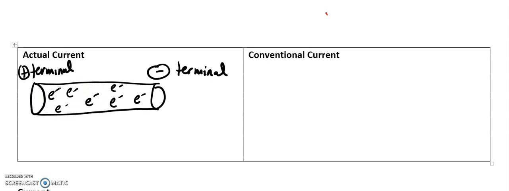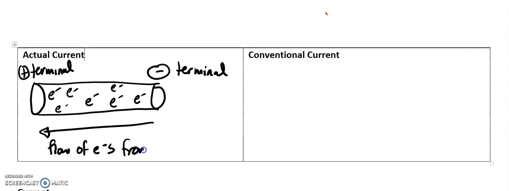And do the electrons flow from the negative side to the positive or the positive to the negative? Electrons are repelled by negative and attracted to positive. So this is going to be the direction of the actual current. So the flow of electrons is from the negative terminal to the positive terminal.